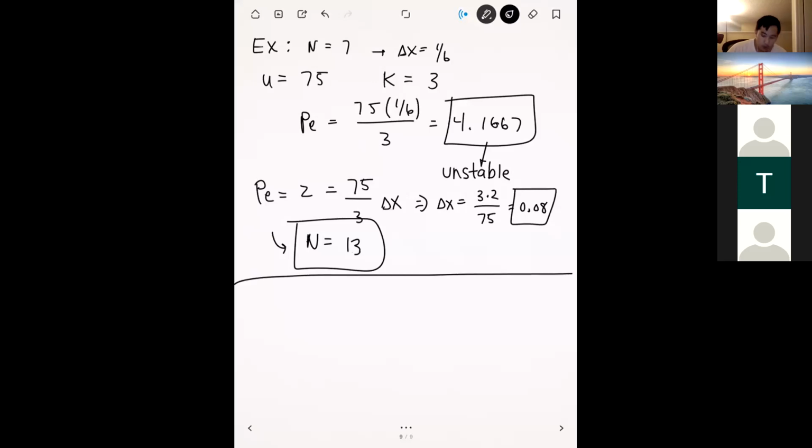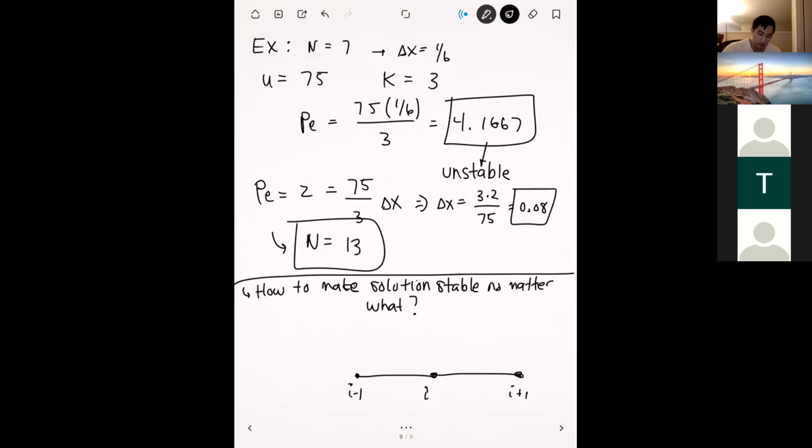But what if we want to make our solution stable no matter what? If we want to make our solution stable no matter what, then we have to choose a different differencing scheme. And so to motivate that, let's bring back our number lines here. So we have I minus 1, I, and I plus 1. And then let me draw our convection velocity here.